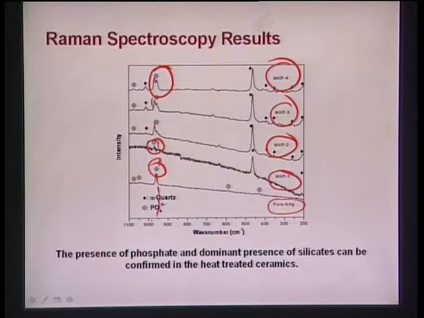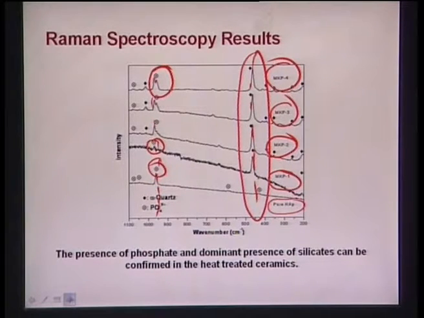The other important thing is that alpha quartz comes from your silica peak, and this alpha quartz phase is also present in these MKP1 to MKP4 materials, and even after the heat treatment you have a significant amount of silica in the materials.